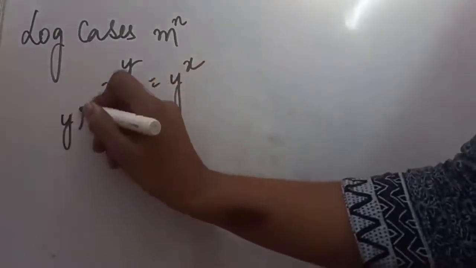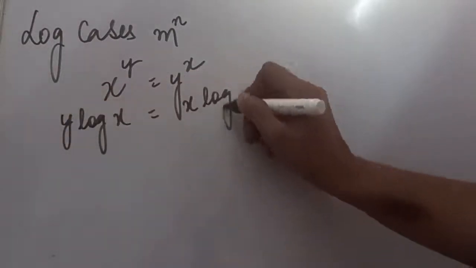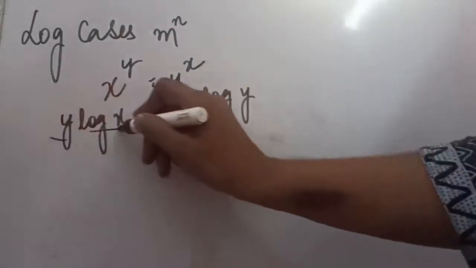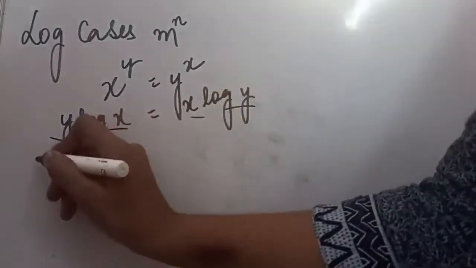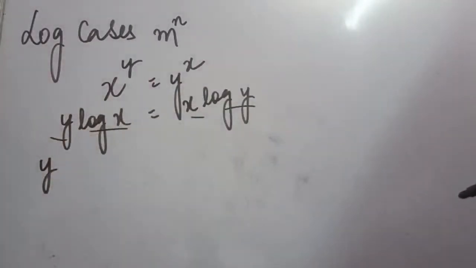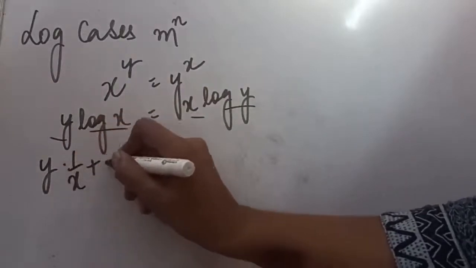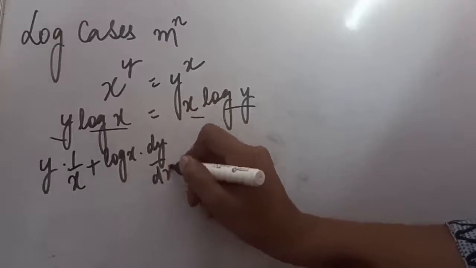If we take log on this side, it will be y log x. Taking log on this side, it will be x log y. So now taking differentiation. So again, these are two functions. UV principles will be applied on both the sides. If we take this differentiation, it is y, and the differentiation of log x is 1 upon x plus log x. Differentiation of y will be dy upon dx.